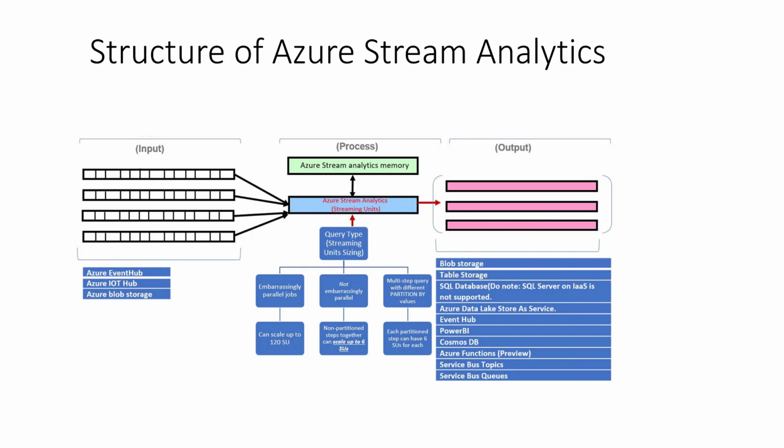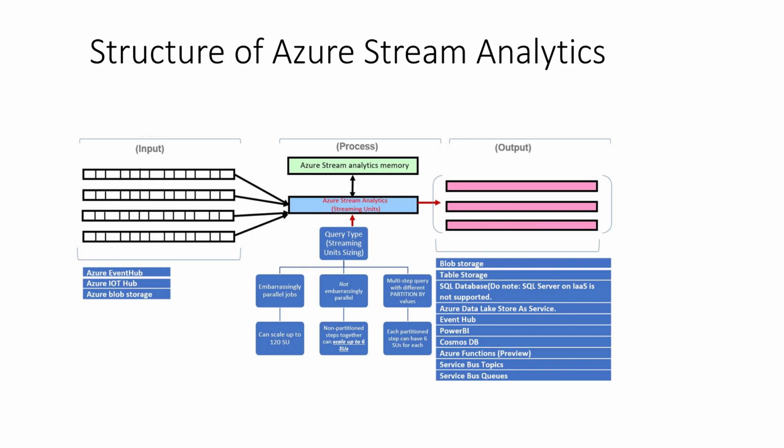Okay, so we have a nice highly scalable input and a fantastic process engine. What about the outputs? Outputs are also a very key point. If you look at the types of output, it supports blob storage, table storage, SQL databases, Azure Data Lake Store, Event Hubs, Power BI, Cosmos DB, Azure Functions, which is currently in preview, service topics, and service bus. What's happening here is we are giving you a multitude of types of output so that you can take the processed input and push it to any system you want.